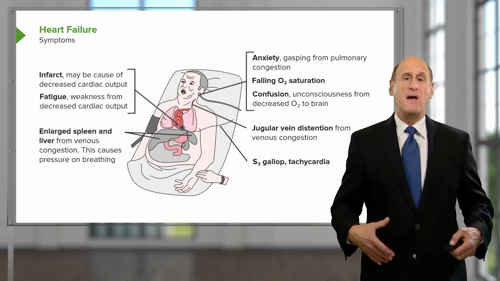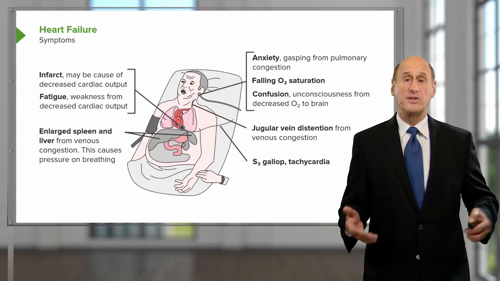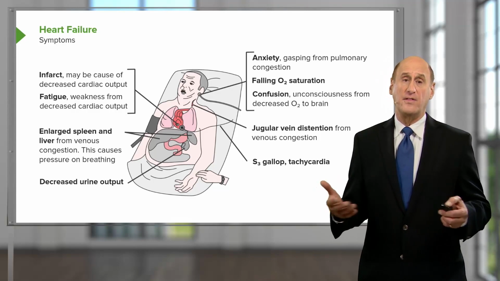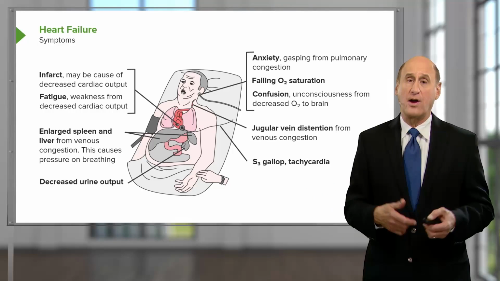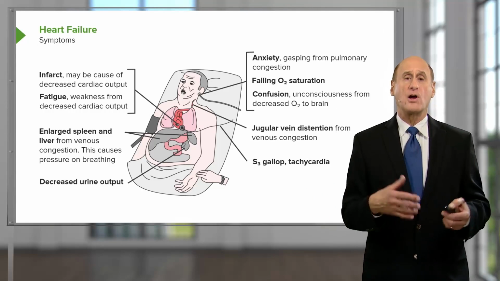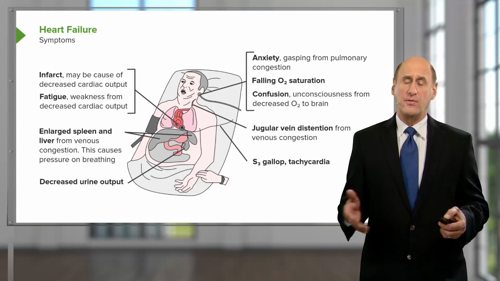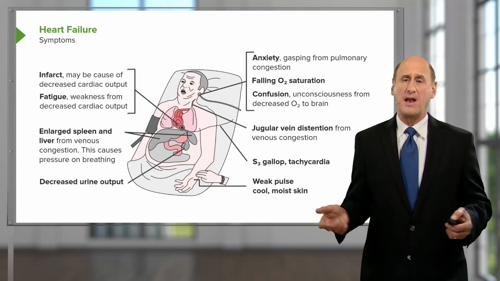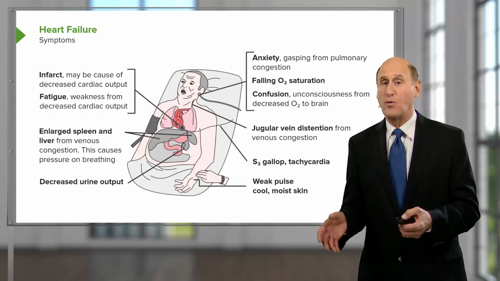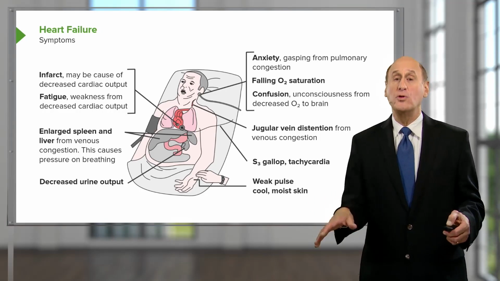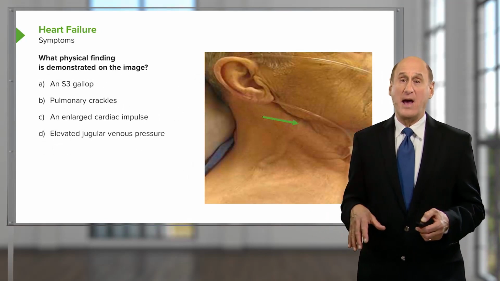And again, you may feel swelling of the liver or the spleen from the venous congestion that goes back there. And of course, there's decreased cardiac output if you measure that, often with an echo. And the pulse may be therefore weak. The patient is often cool. The skin may be sweaty.